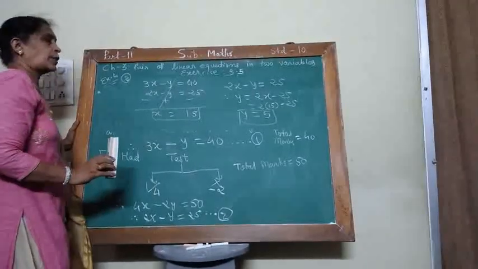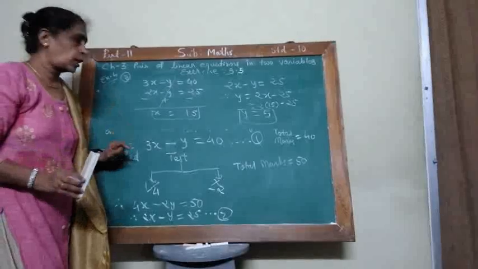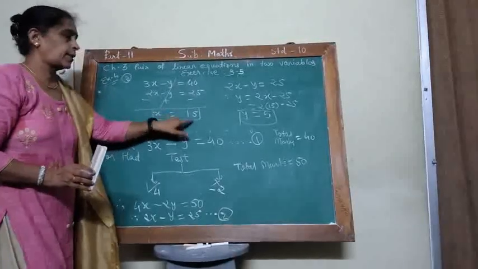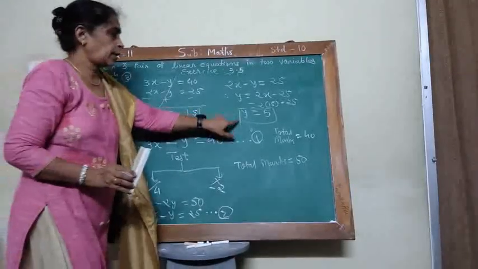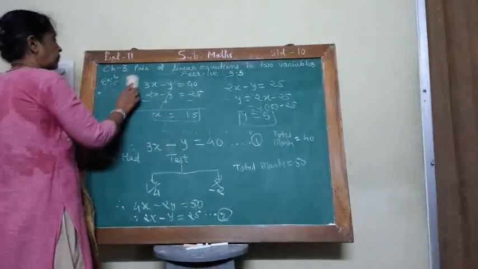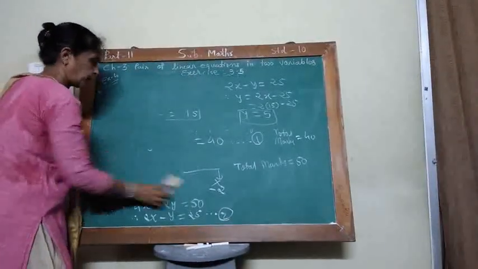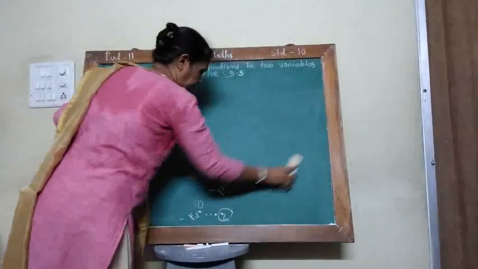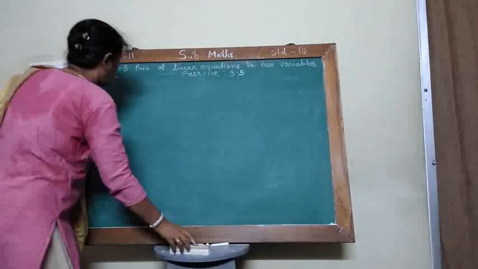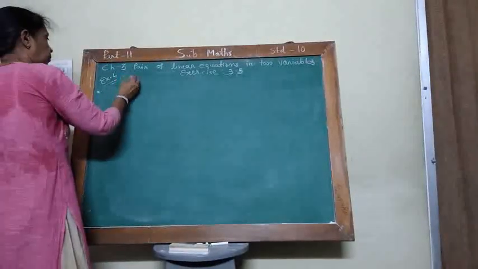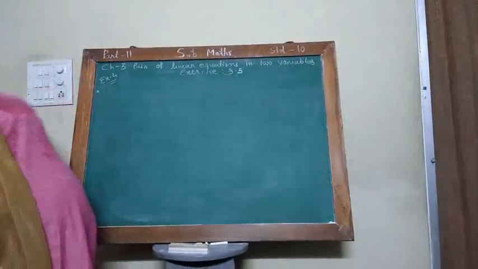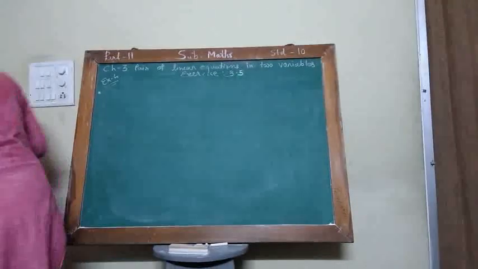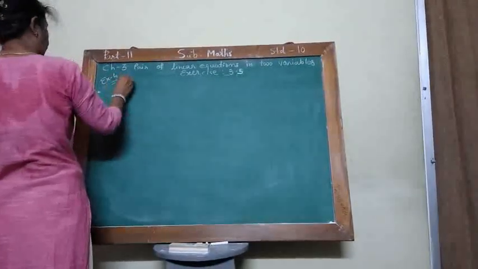And at last you have to write that the number of correct answers is 15 and the number of wrong answers is 5 for both. So this is also an important example. All are important examples, but you have to do more practice for these sums. Now the next question is the fourth one.